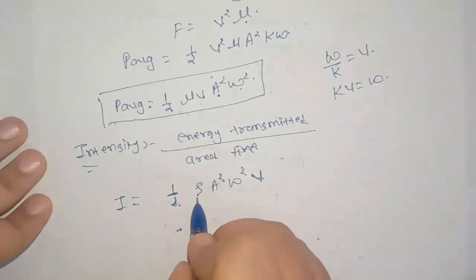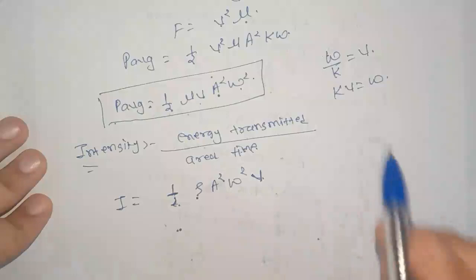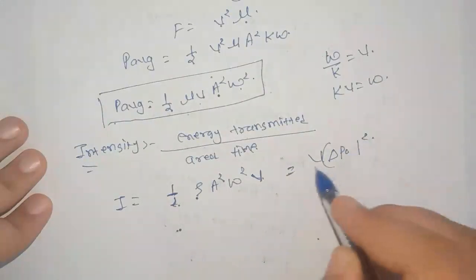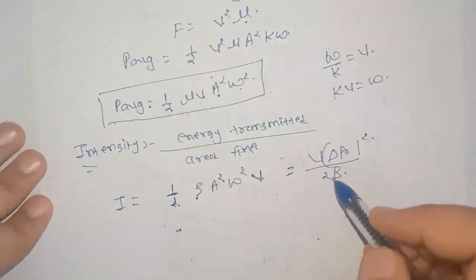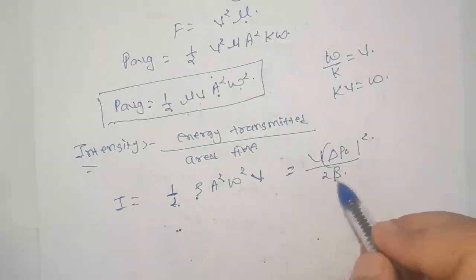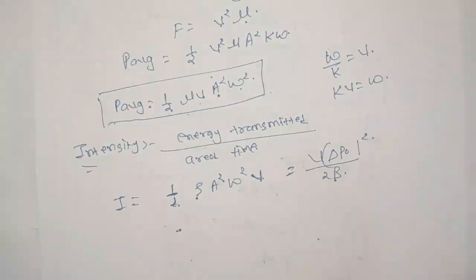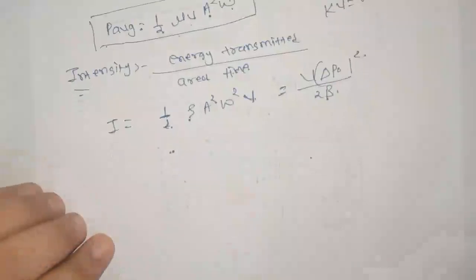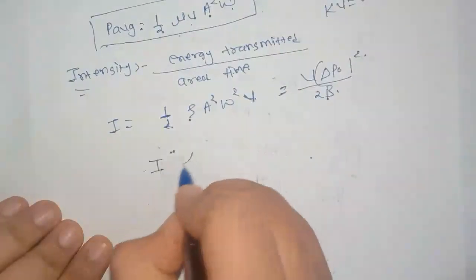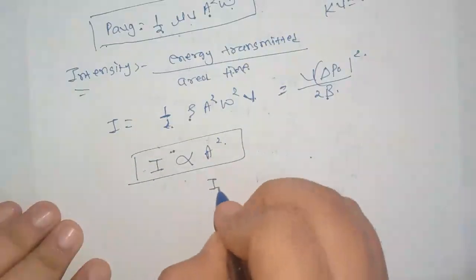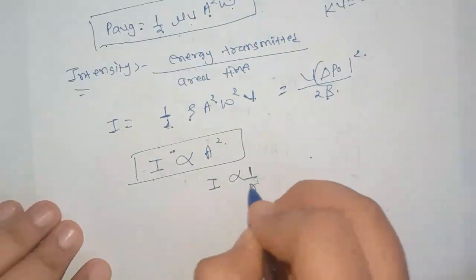Here rho is the density, and that can be written as V delta P naught square divided by 2B. Here B is the bulk modulus and delta P is the pressure amplitude. From this equation, we can conclude two things. The intensity is directly proportional to amplitude square and the intensity is inversely proportional to distance.